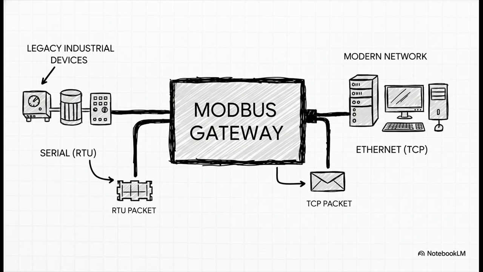So, the solution is a clever device called a Modbus gateway. It's basically a professional translator. On one side, it speaks fluent RTU over a serial cable to all those legacy devices. On the other side, it speaks TCP over Ethernet. It allows all that old equipment to be seen and controlled by the modern network. It's the bridge that connects the past and the present.